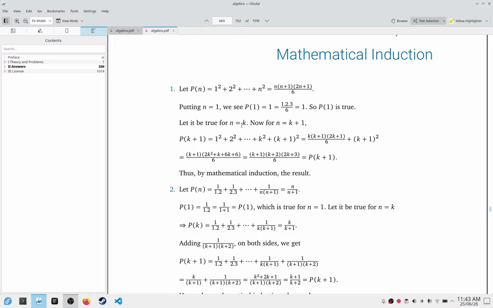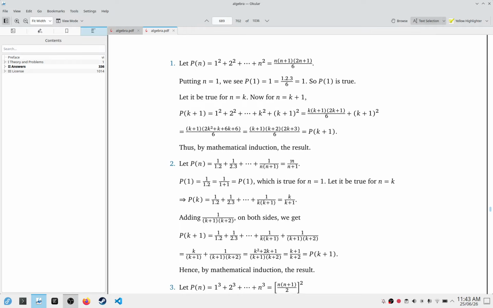We let it be true for n equal to k. Then for n equal to k plus 1, the left hand side is 1 square plus 2 square up to k plus 1 whole square. And the right hand side will become k into k plus 1 into 2k plus 1 by 6, because it is true for n equal to k, and then we add k plus 1 whole square. And then we solve the right hand side. Upon solving, we get k plus 1 into k plus 2 into 2k plus 3 by 6, which is Pk plus 1. And thus it is true for n equal to k plus 1, and by mathematical induction we have the result.